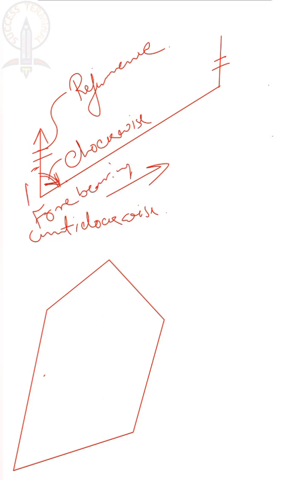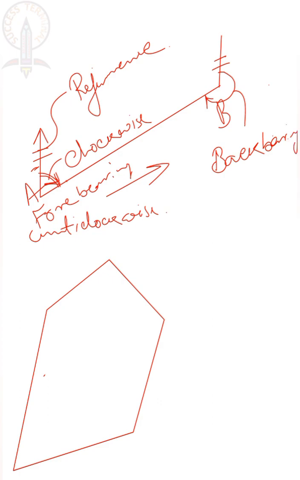Now see, same line AB. We are measuring the angle. Now what will happen if we are moving from B to A? This will be the back side. We are moving backward. So if the angle is measured in this way, I have told you that you have to move only in clockwise direction. Therefore if we measure the angle in this way, this will be the back bearing. This will be treated as back bearing.